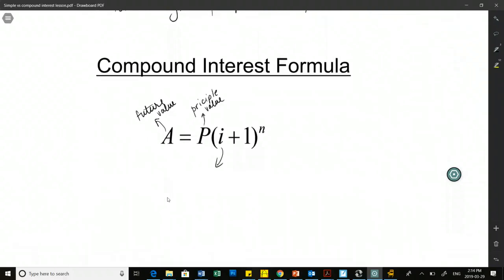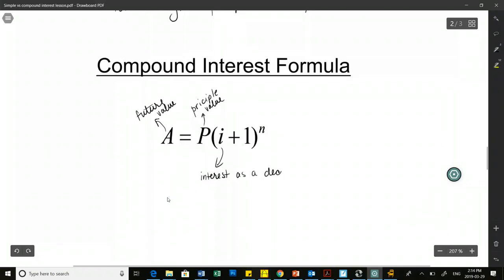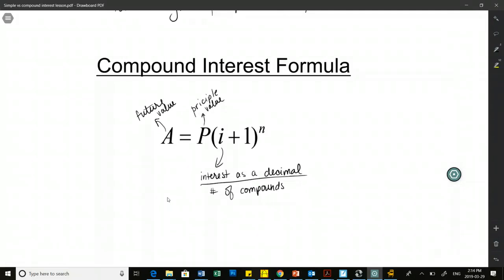Yesterday we only did examples with interest compounded annually. I is going to be the interest rate as a decimal, and then we need to divide it over the number of compounds per year. Annually is 1, but if we have anything other than annually, I will need to divide that by whatever the total number of compounds per year is.